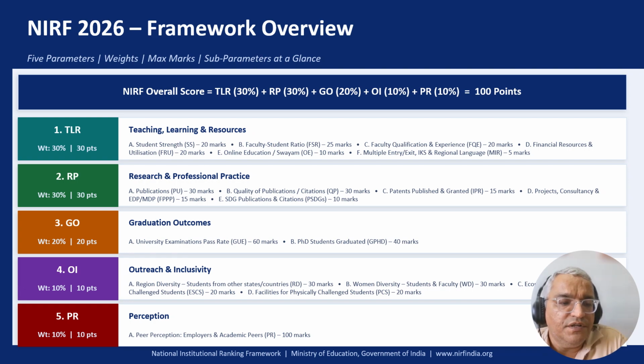Now we'll start with the teaching, learning and resources. The teaching learning resources has sub-parameters: student strength, which is nothing but the enrollment ratio. Your enrollment ratio should be more than one, or slightly more than one. The faculty student ratio talks about the number of faculties and the student ratio, which carries 25 marks.